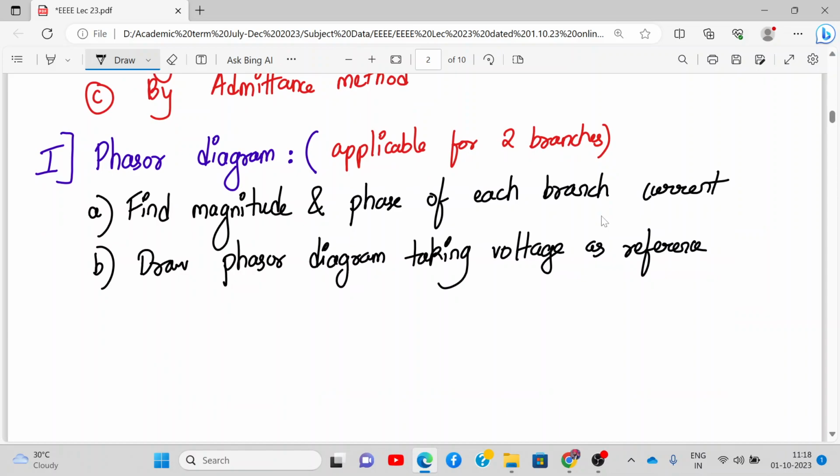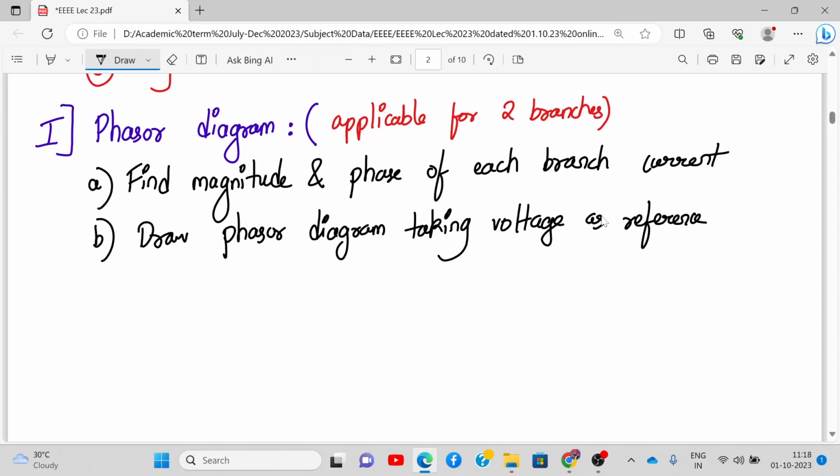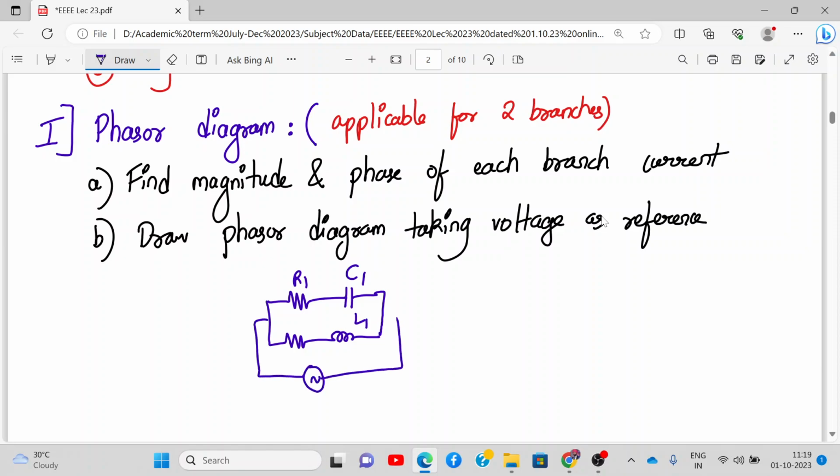So let us start with parallel AC circuits. I am redrawing the circuit for your reference again. We have R1, C1, and then we have R2, L1. Both of them are connected in parallel, and the AC voltage is V. The current flowing through each branch is I1 here and I2 here. This current is I.